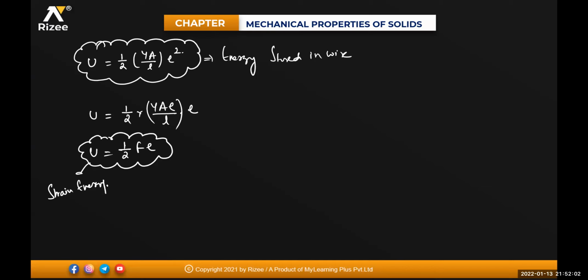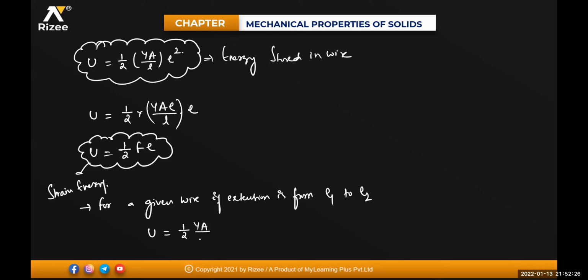If there is an extension from E1 to E2 for a given wire, then how do you write the energy? Same as the previous one. U is equal to half into Y into A divided by length L into E2 square minus E1 square. So that will be the energy.